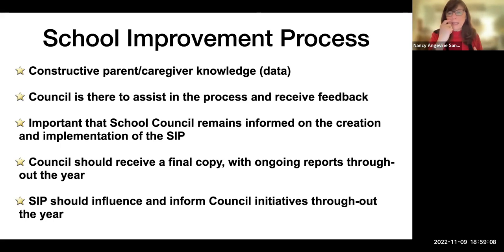I remember I said a few minutes ago that the SIP is an ongoing living document. That means that the information that you gather can keep going in, but you should be hearing back, not just once, but on a continual basis. How's the creation of the SIP going? The council should receive a final copy with ongoing reports throughout the year on how the SIP is rolling out. And the SIP should influence and inform council initiatives throughout the year.